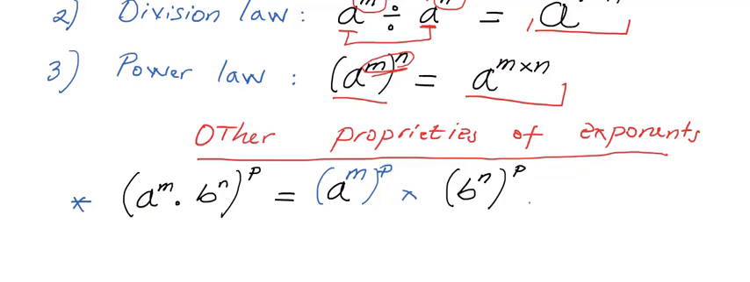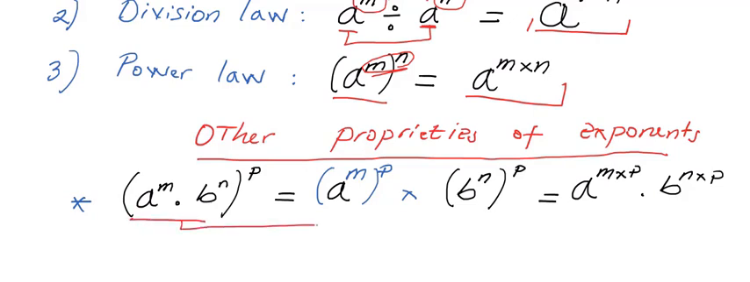Now from this you can apply the power law here, which will be a^(m times p) times b^(n times p). You see, that's why I said earlier there are only 3 basic properties. Now we have other properties that you can know so that you make your life easier. Therefore this expression can be simplified like that.